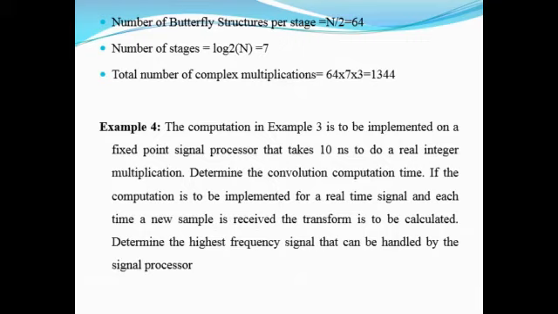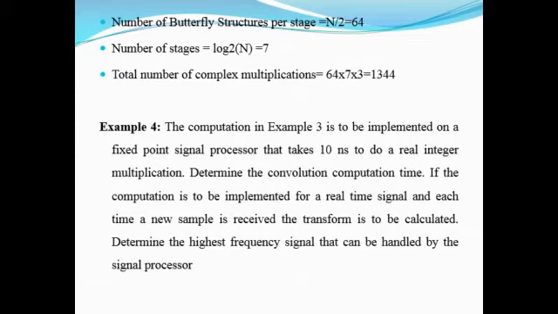This 64 is the number of butterfly structures per stage. So that is giving us 1344. Done. Next example. The computation in example 3 is to be implemented on a fixed point signal processor that takes 10 nanoseconds to do an integer multiplication. Determine the convolution computation time.